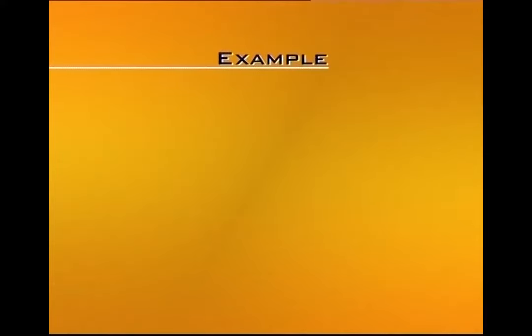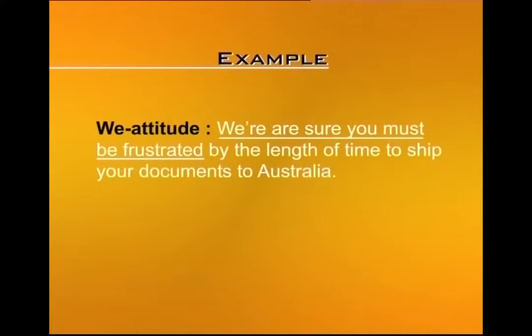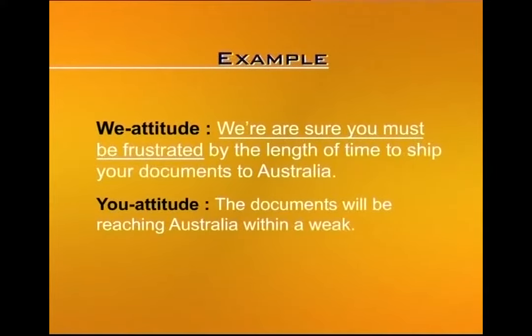Another example, the we attitude, we are sure you must be frustrated by the length of time to ship your documents to Australia. And the you attitude for the same thing would be, the documents will be reaching Australia within a week. Now in this example we have taken away all pronouns. There is no I, there is no you, and it is merely stating that the documents will be reaching Australia at a certain time. This lays more emphasis on the action of what is going to happen rather than on the writer or the reader.